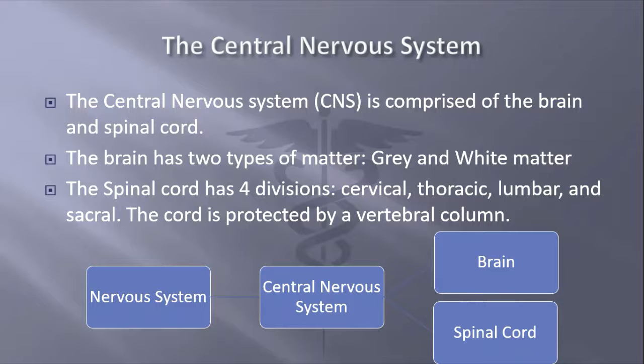The spinal cord is the second part of the central nervous system. It has four divisions: the cervical, thoracic, lumbar, and sacral. It inputs sensory information from the spinal cord. The cord is protected by a vertebral column, which allows the propulsion of signal between vertebrae.